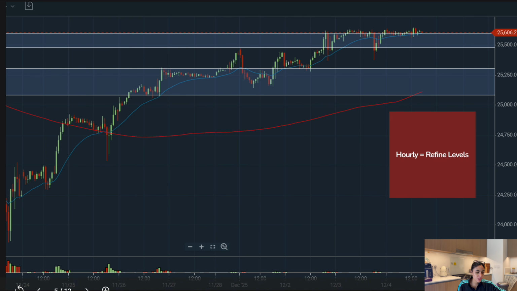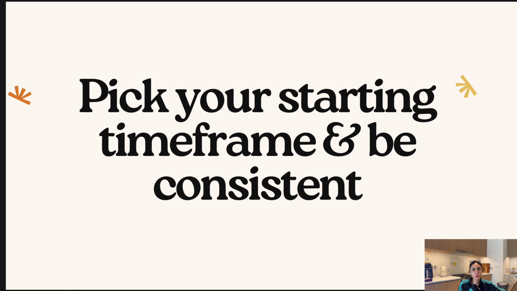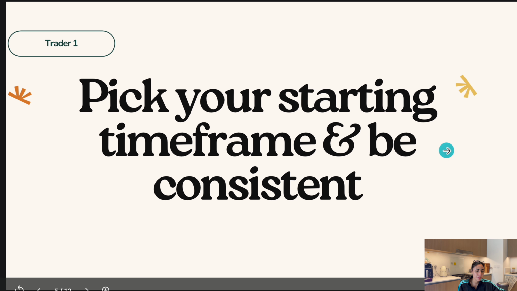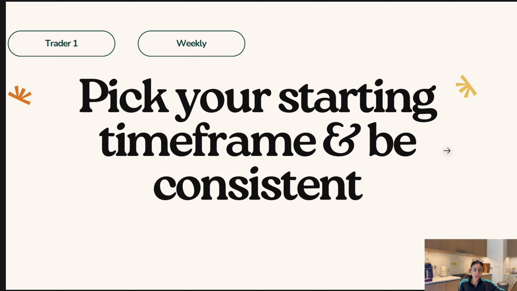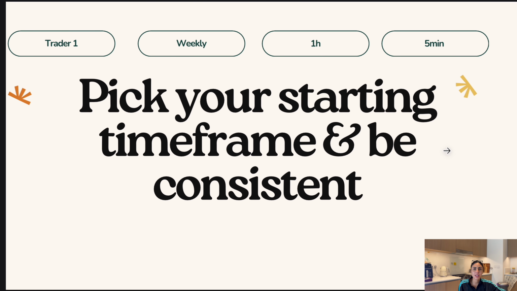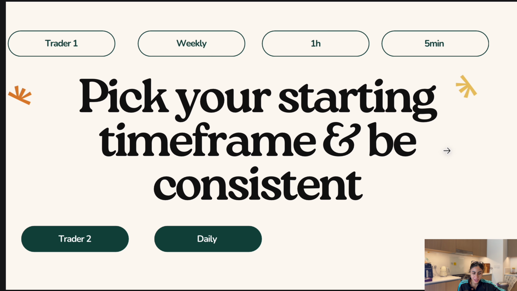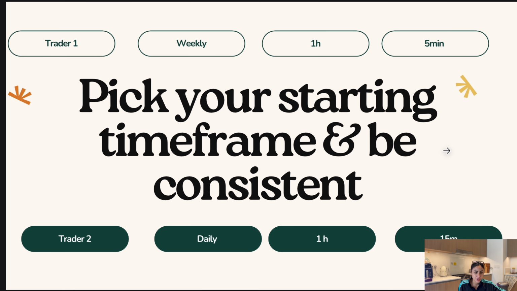Now you're probably wondering, but this is how you find support or resistance levels, and other traders look on different time frames. That is correct. There is no wrong or right answer. You essentially have to pick your starting time frame and be consistent. For example, trader 1 could look on the weekly, then the hourly, and then enter on the 5-minute time frame. Whereas trader 2, like me, looks on the daily time frame, then the hourly, and then the 15-minute time frame.